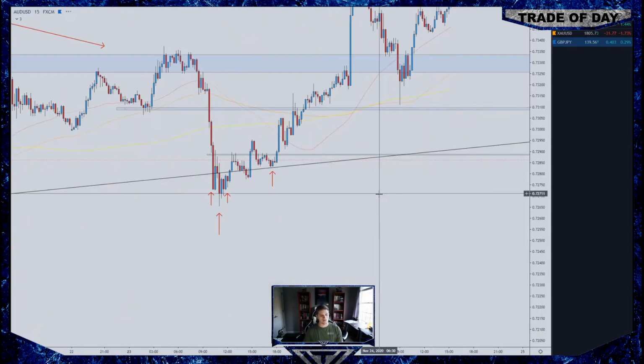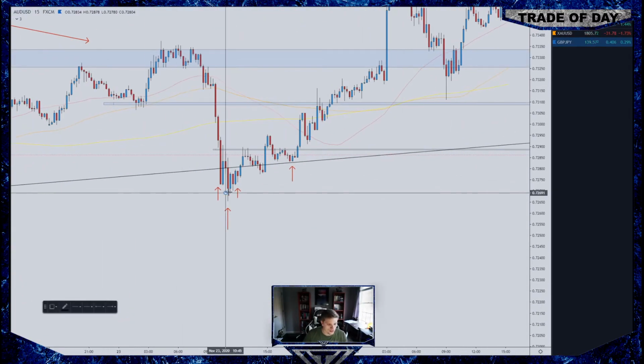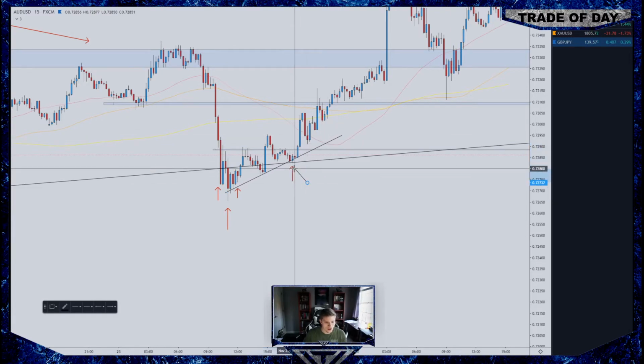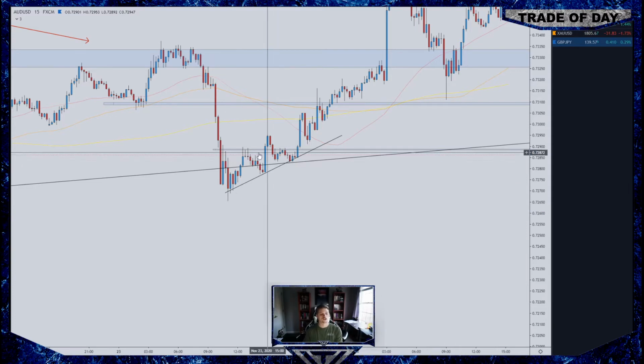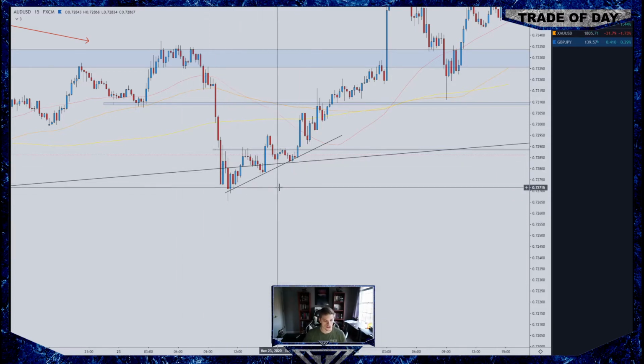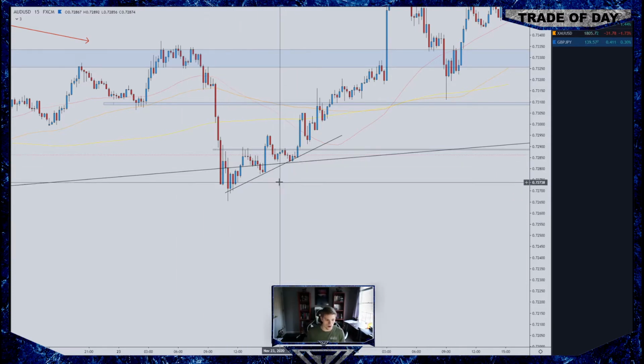On the 15-minute, it has its own little ascending trend line right here. That's giving it a good confirmation that, okay, it's really rejecting this trend line. It's getting exhausted on the seller side. It's going to go up.